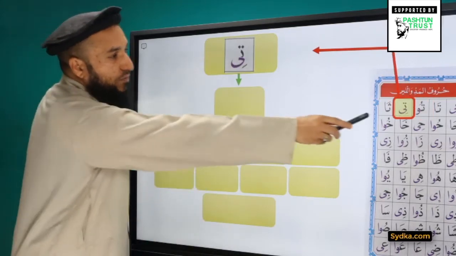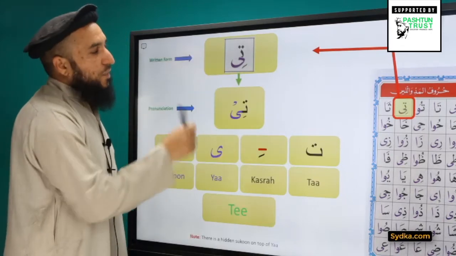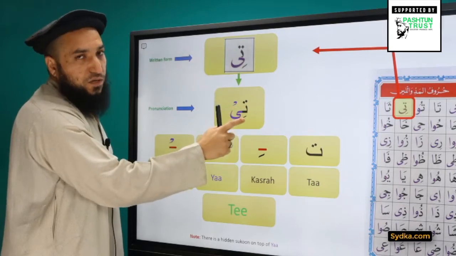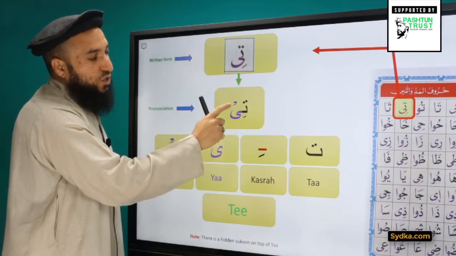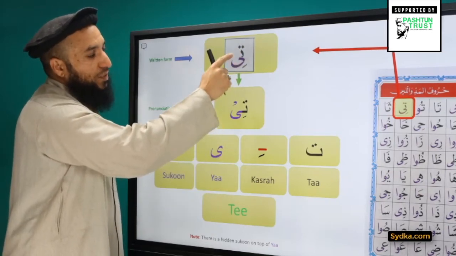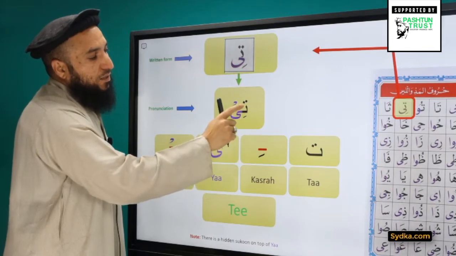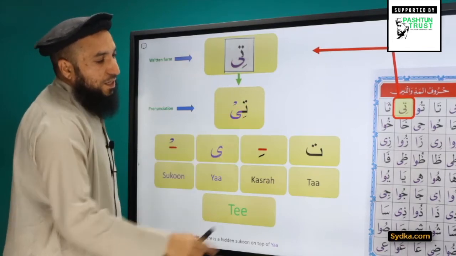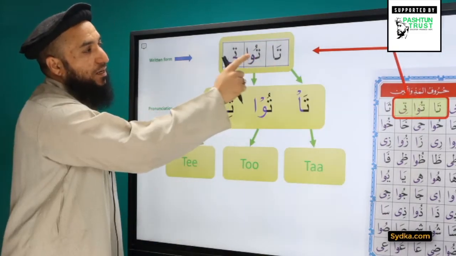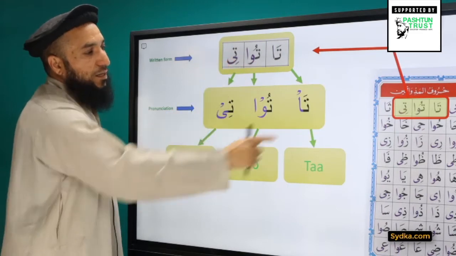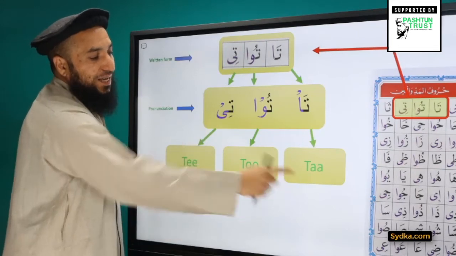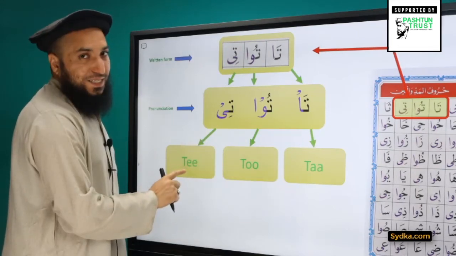The next syllable we have is ta kasra ya sukoon: tee. This is the written form, with the hidden sukoon here. Ta is a light letter, it has kasra underneath, and it is followed by ya, which has sukoon on top of it. Ta kasra ya sukoon tee, ta kasra ya sukoon tee. Ta, too, tee.